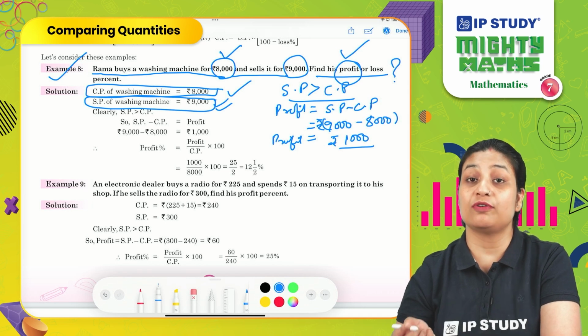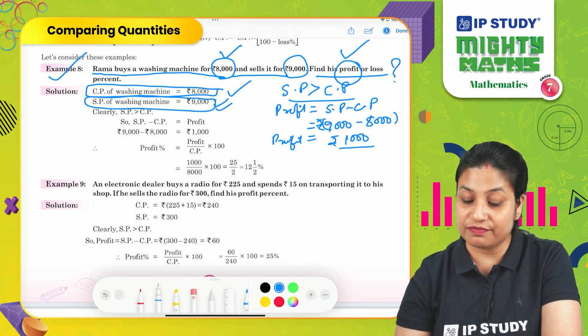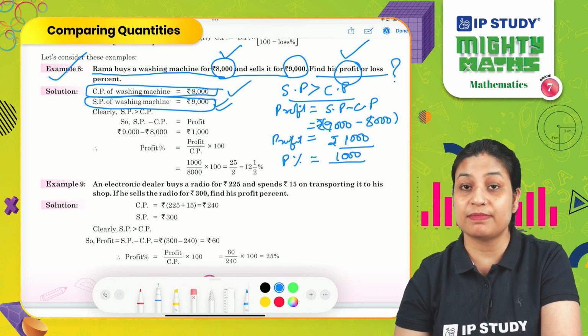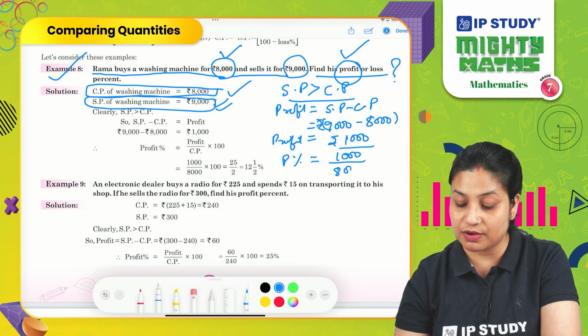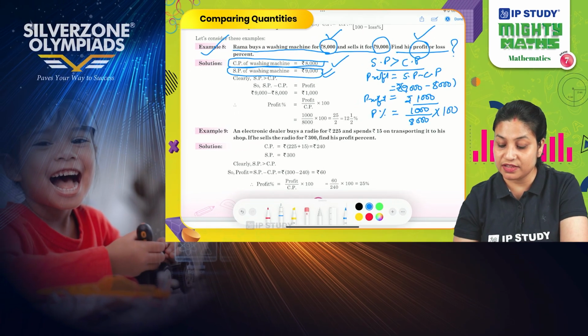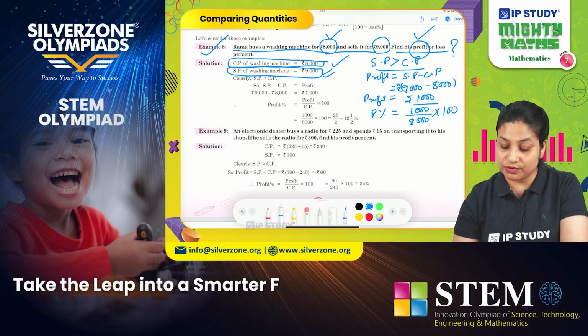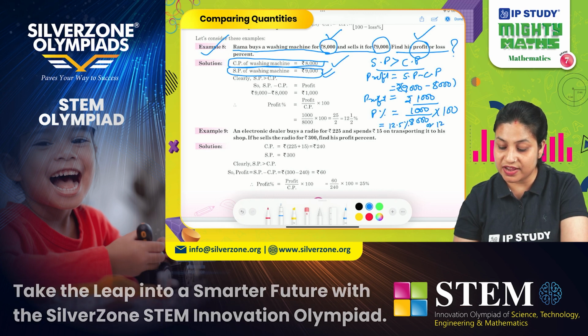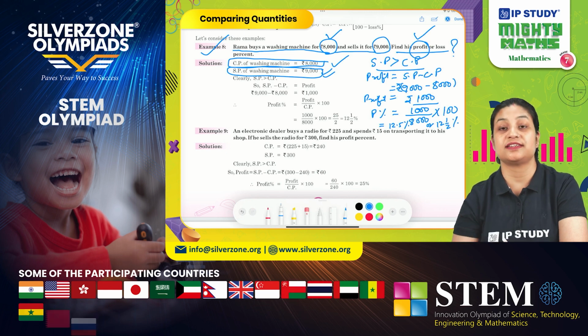But you have to find out the percentage. So in order to find the profit percentage, whatever profit you are getting is divided by the cost price, that is 8,000 in this case, and multiplied by 100. When you do so, you will get 12.5 percent, or 12.5 profit percentage.